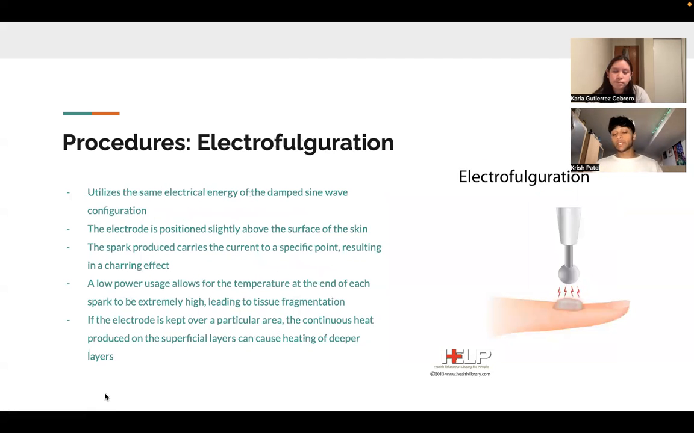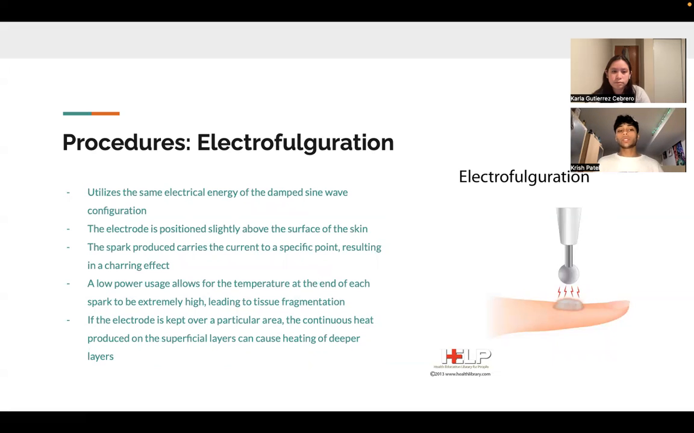The last procedure we'll be discussing is electrofulguration. Now, this uses the same electrical energy as the damped sine wave configuration. However, the greatest difference is that the electrode is positioned slightly above the surface of the skin. The spark produced carries the current to a specific point, resulting in a charring effect.